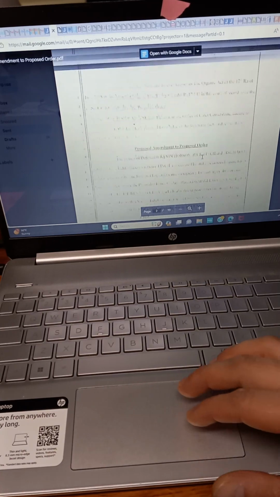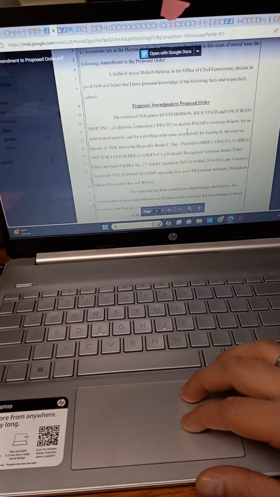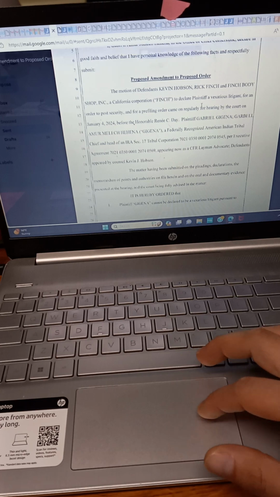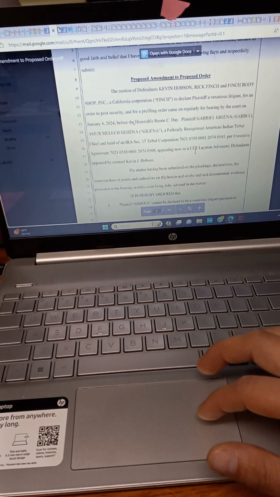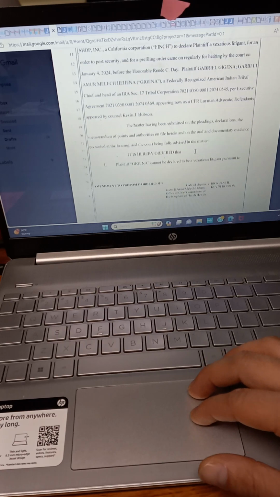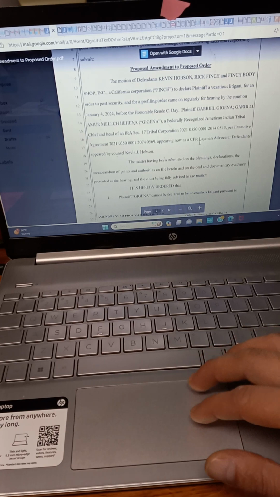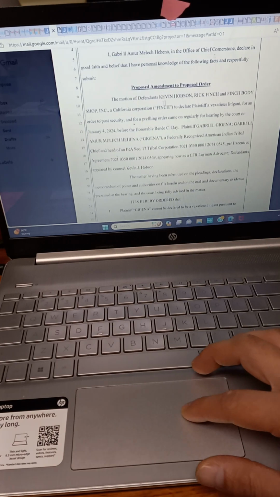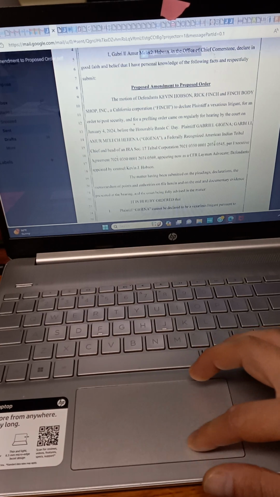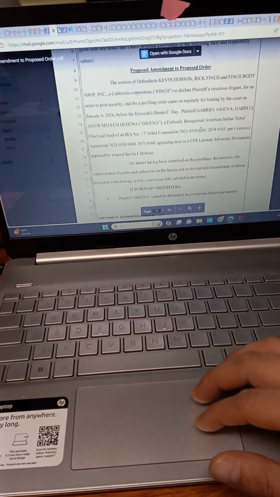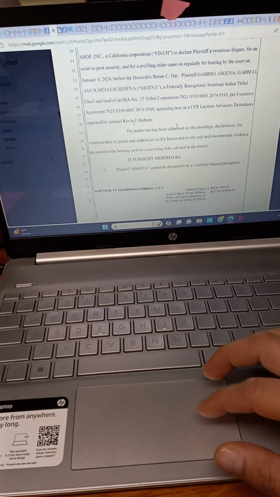So what I answered with was an amendment to the proposed order. Basically I took exactly what he wrote and modified it. It didn't really change it too much. I added the attorney, because he's trying to keep himself out of it, but he was a defendant in the case, so he's there pro se.